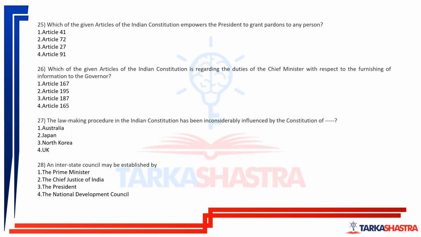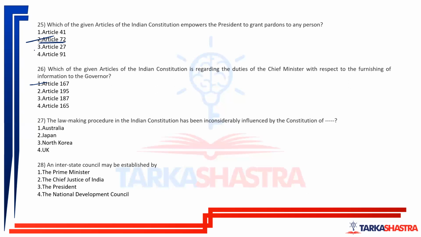Which article of the Indian Constitution empowers the President to grant pardons to any person? You must have seen that Kasab and others filed a pardon petition before the President. Which article gives this? It is given by Article 72. This provision allows the President to pardon. Which article concerns the duties of the Chief Minister with respect to furnishing information to the government? That is Article 167. These articles will not all stay in mind, so I will tell you the important ones, like Article 72 for pardon petitions, which is very important.